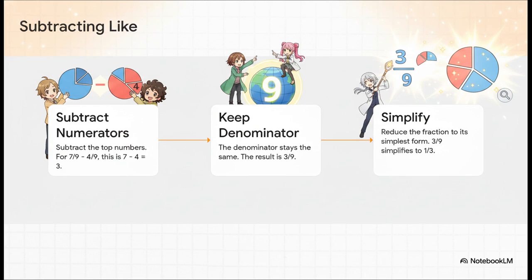And guess what? Subtraction works the exact same way. You only subtract the numerators, and that bottom number just stays put. So if you start with 7/9 and you take away 4/9, you just do 7 minus 4, which is 3. Your answer is 3/9. But wait, don't forget to simplify. Both 3 and 9 can be divided by 3, so our final best answer is 1/3.